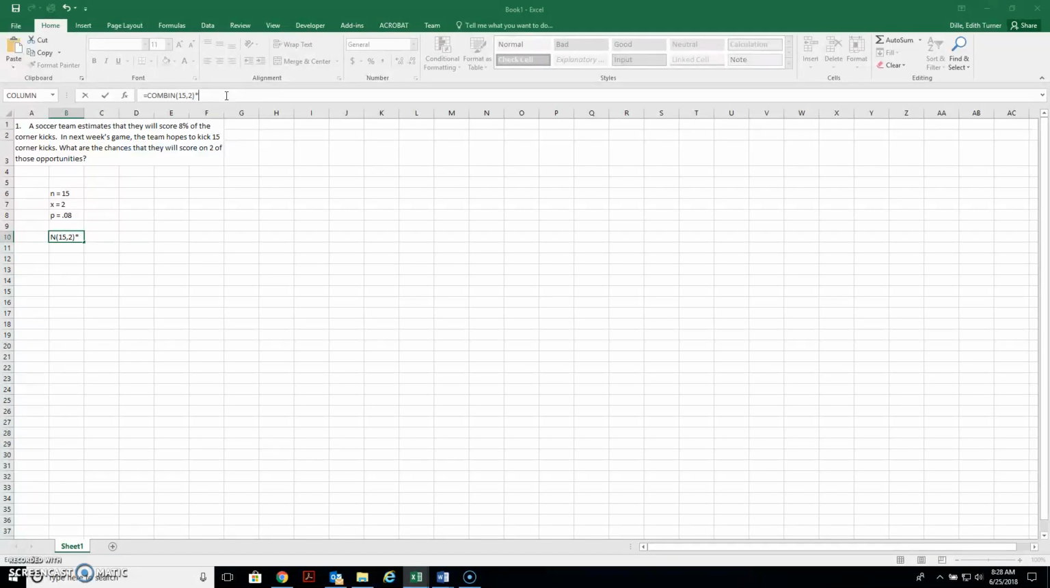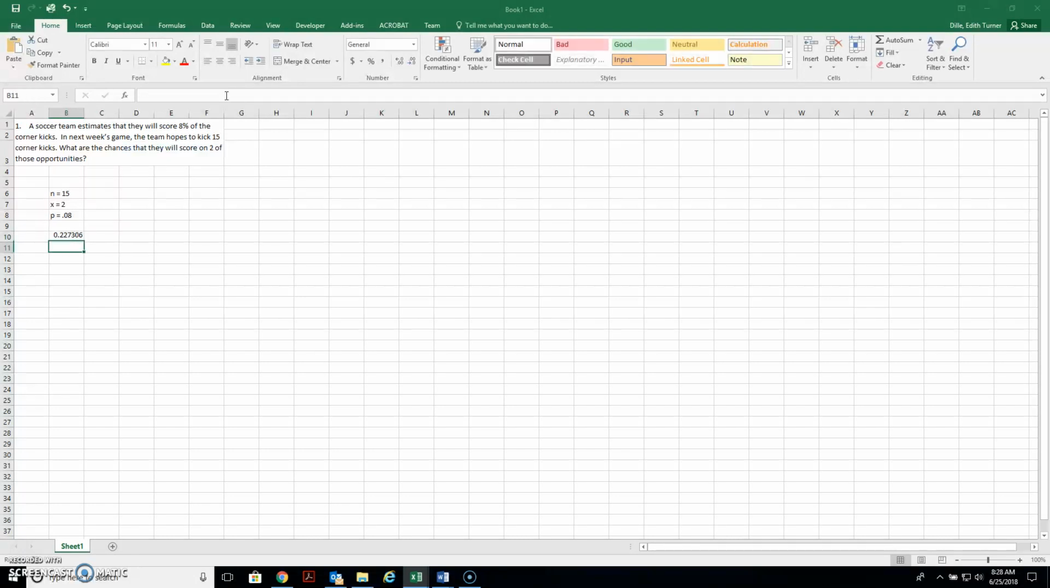So our probability of success is 0.08 raised, and we do the exponent with the caret, 2 times the probability of failure, which is 0.92 raised to the 13th power. And I got 13 because we had 15 kicks, and it's n minus x, so 15 minus 2 gives us the 13.